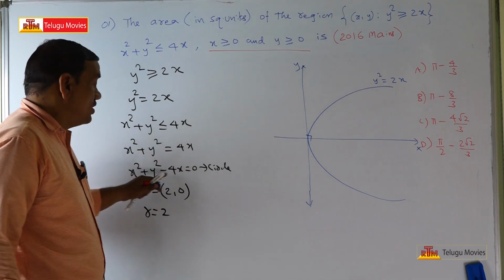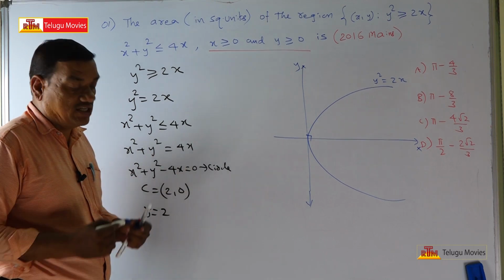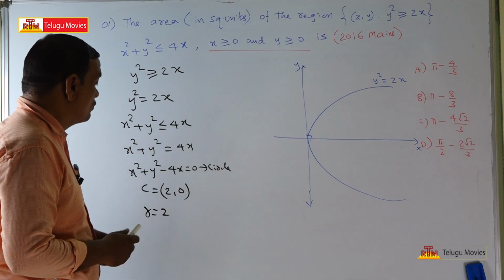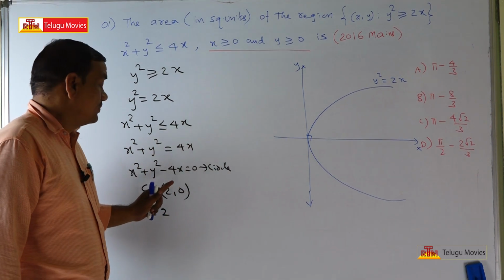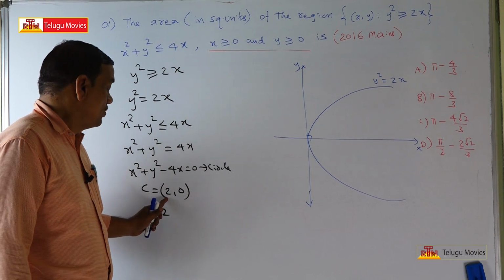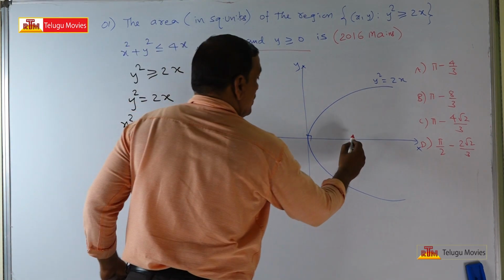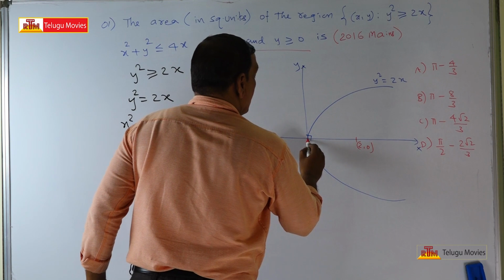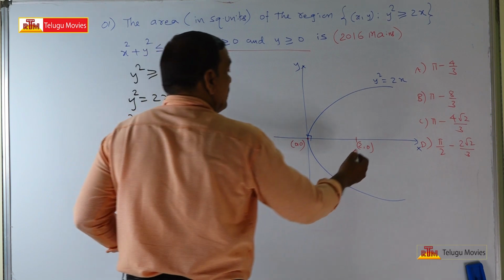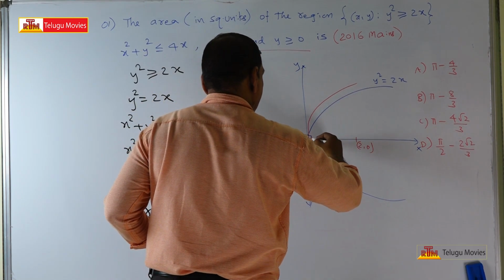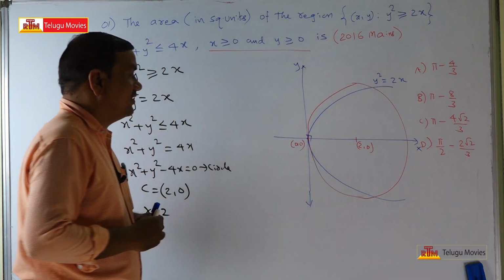And if you observe, this circle passes through origin. Why? Because if you substitute (0, 0), this equation is satisfied. Moreover, x square plus y square minus 4x is the equation of the circle passing through origin and having center (2, 0) and radius 2. Okay, let us draw the circle. It has center (2, 0), passing through (0, 0), having radius 2. Your circle will be like this.